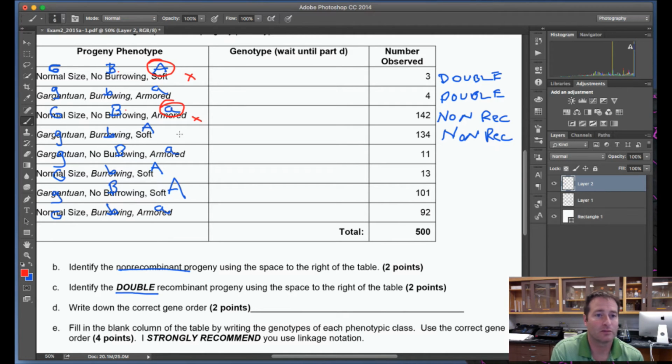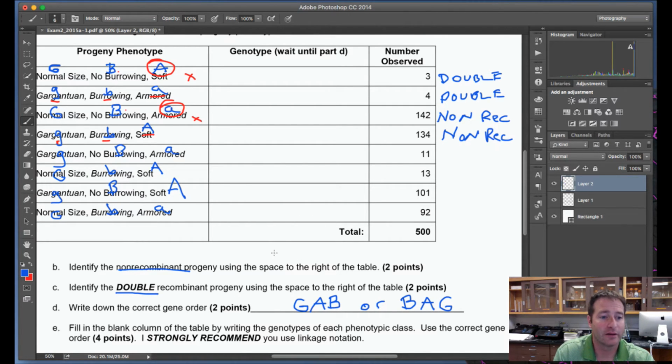Okay? Now, we could do this one here. Let's compare little g, little b, big A, for example, with little g, little b, little a. Once again, the A is different. Okay? So A is in the middle. So that means when we write down the correct gene order, I don't really care what you do, A is in the middle. So I'm just going to do this. However, this is just as correct for the purposes of this exam, or for this question.